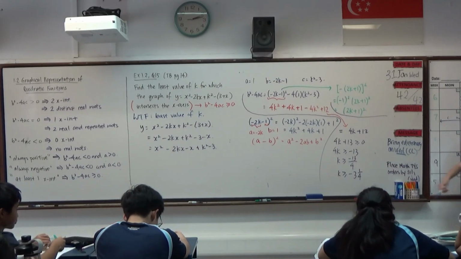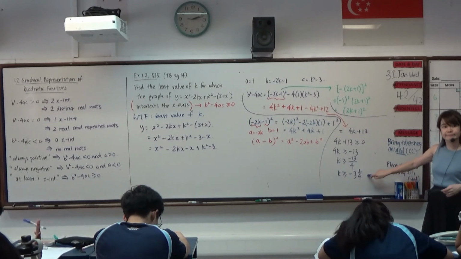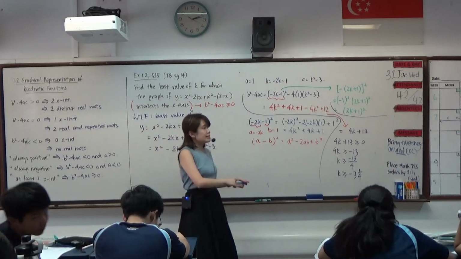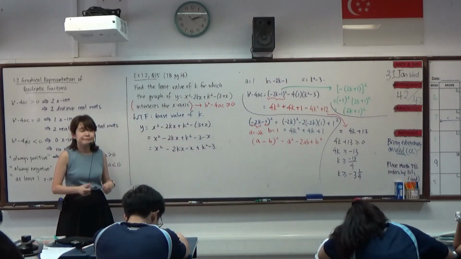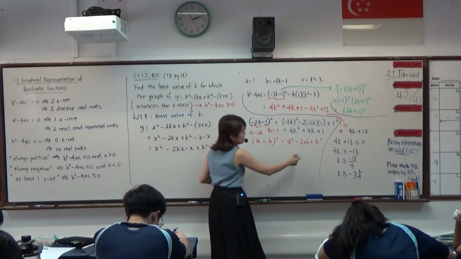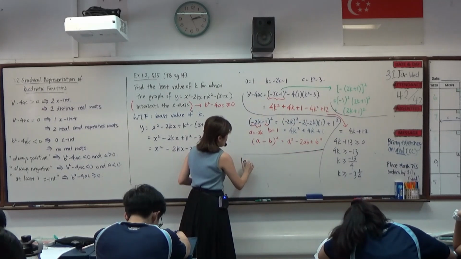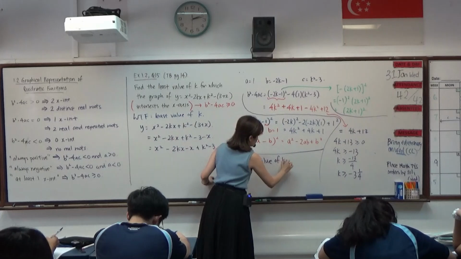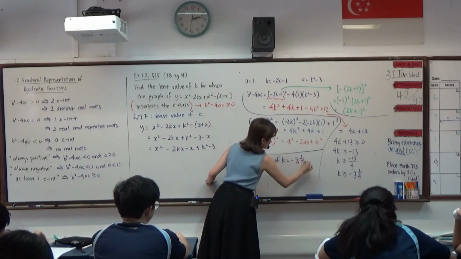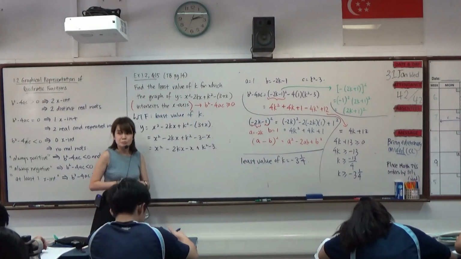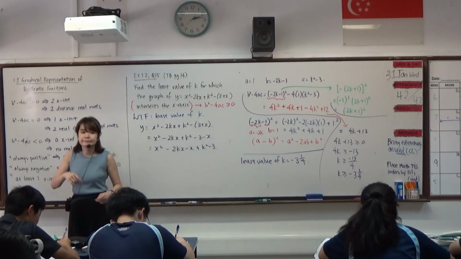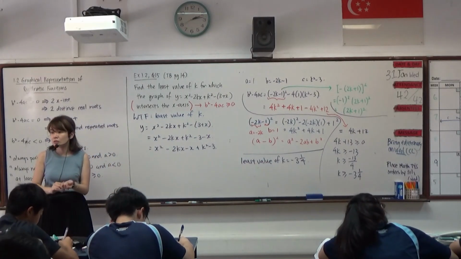Okay, this is not what the question wants us to find, right? The question wants us to find the least value, and what's the least value going to be? Okay, it will be negative 3 and 1/4. So make sure you answer the question. Any questions? Yeah.